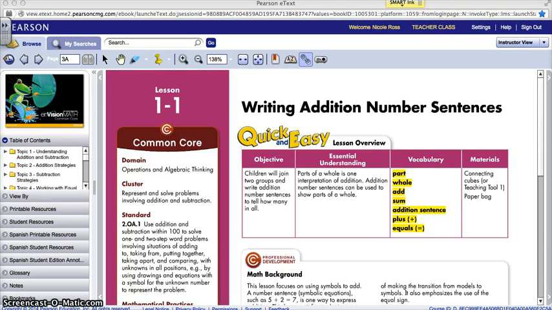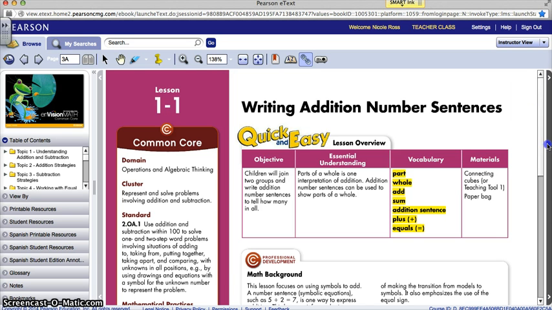Welcome to Envision's Math. Today we're going to work on how you would teach a lesson. This is Topic 1, Lesson 1. That's what this 1.1 stands for. In the teacher's manual, as well as online, you come to this page.